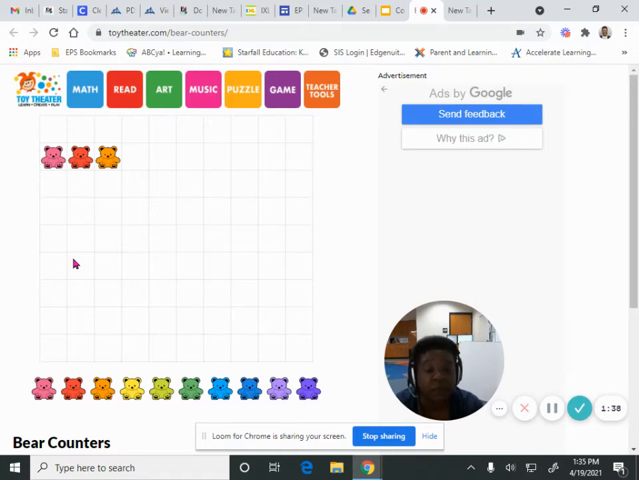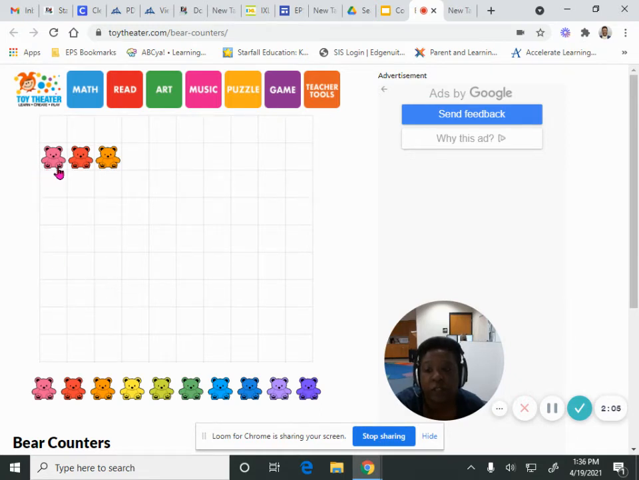We could count them. That's right. What else can we do? We could draw a picture. That's right. What else could we do? We could draw a picture, or we could even count by twos. So let's see. Let's just count them for now and see what answer we get.